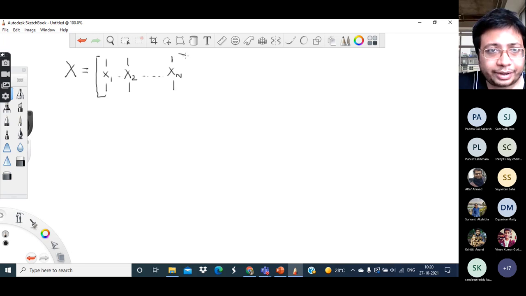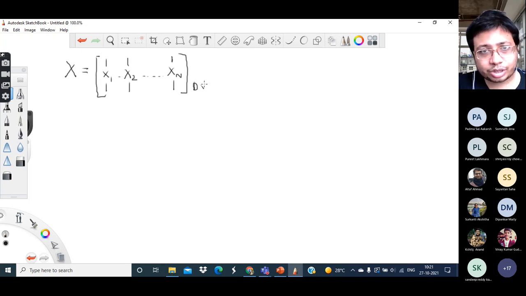So I will get n columns, each of which is d-dimensional. So this X is a d cross n matrix. Okay. So in general, of course, d is not equal to n. This is not a square matrix.